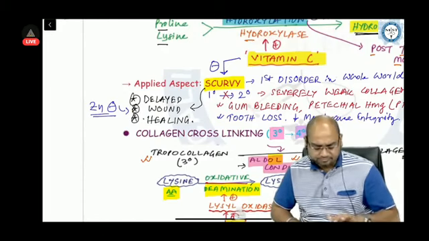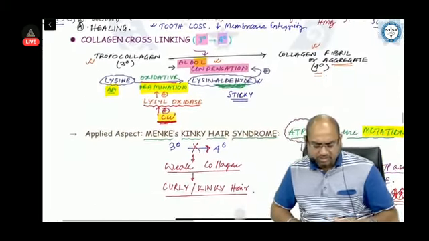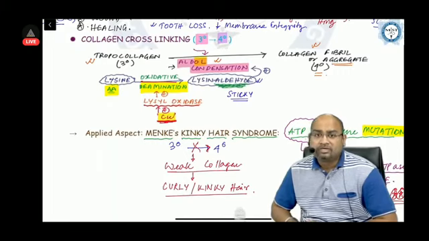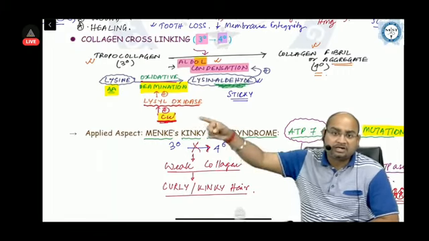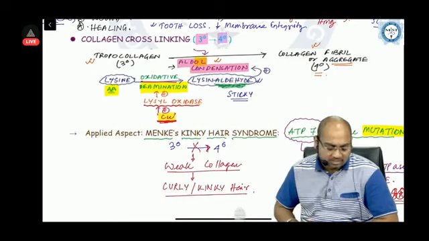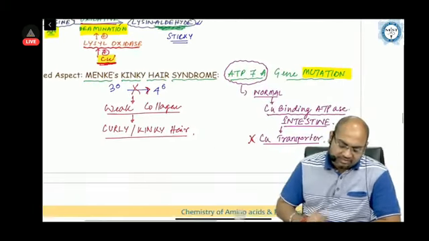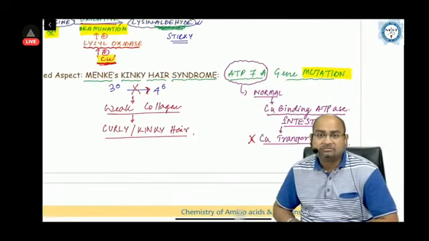Please try to understand. Collagen cross-linking, tertiary to quaternary. We require lysine to be changed into lysine aldehyde by lysyl oxidase, a copper-containing enzyme. Menkes kinky hair syndrome, beta, is due to ATP7A gene mutation.